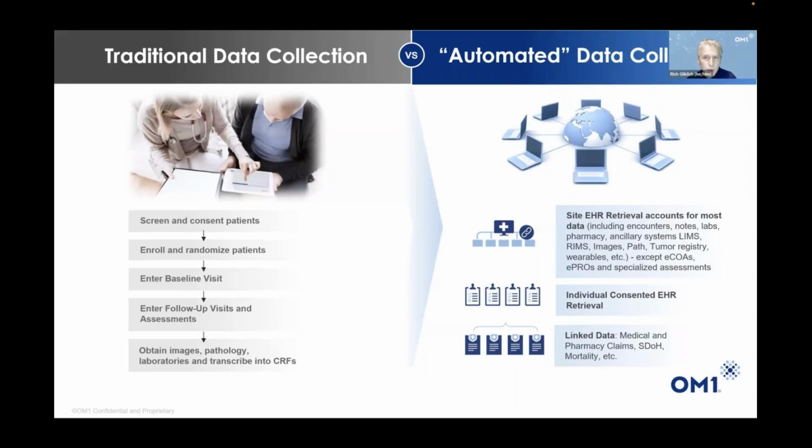And then the last area that we would consider automated data collection is passive data in the form of linkage to medical and pharmacy claims data, social determinants of health data, death or mortality data, and so forth. These are data that we can bring in much more passively.